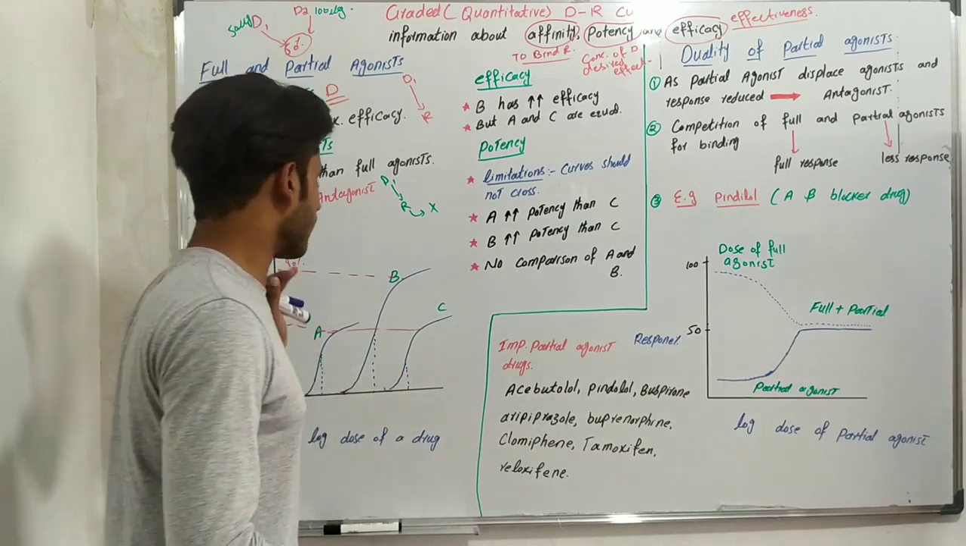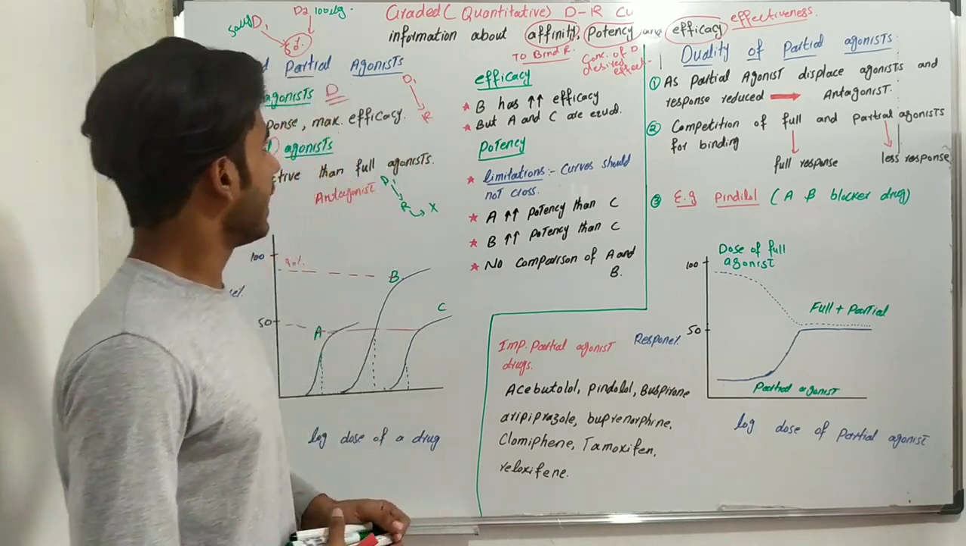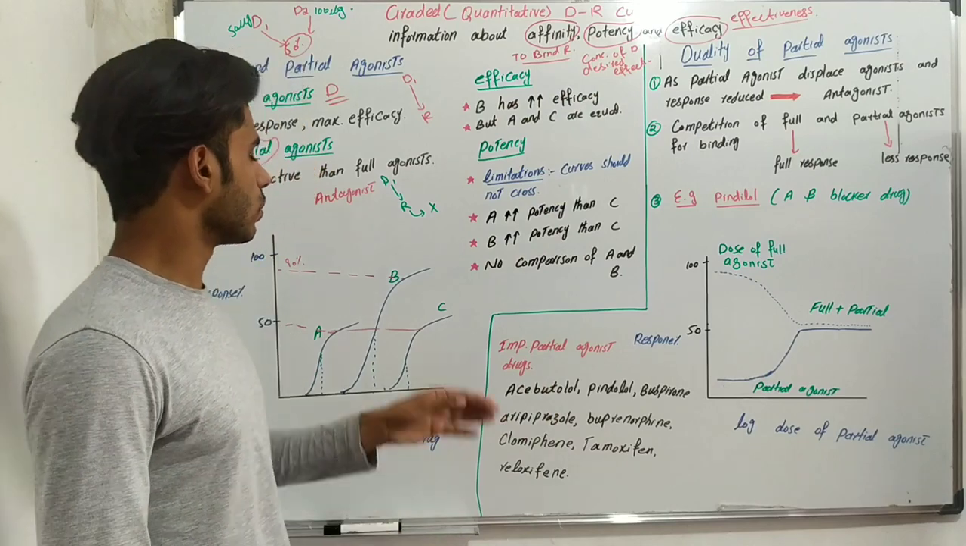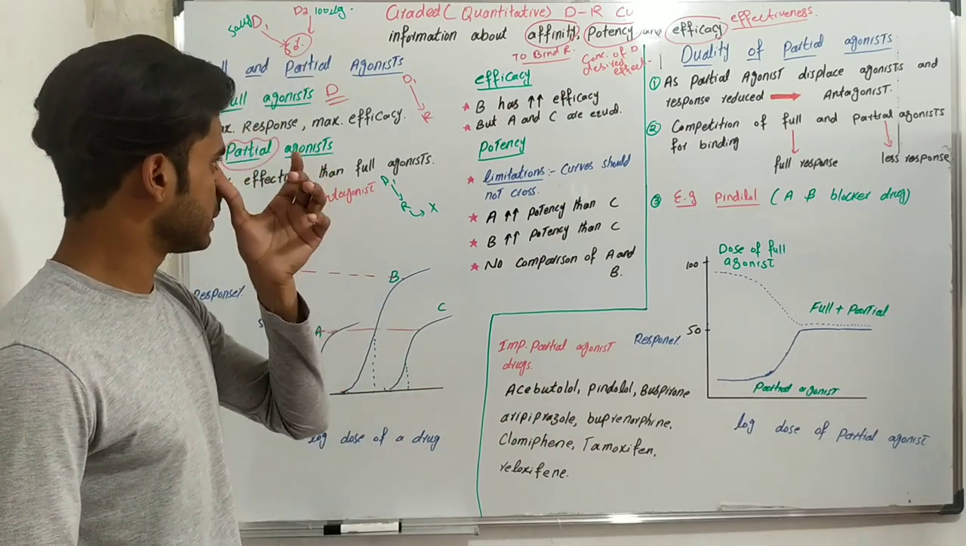Therefore these two are called the partial agonists. So it was a little bit about that, but as the gradient index tells us information about the affinity, potency, and efficacy, here we will also see these three terms.